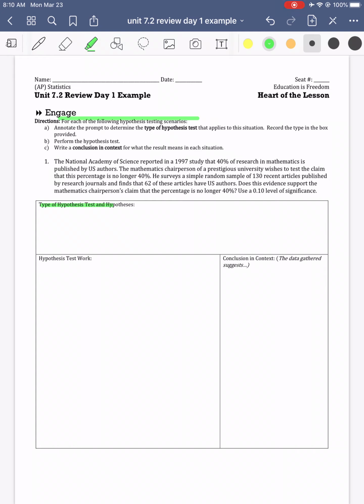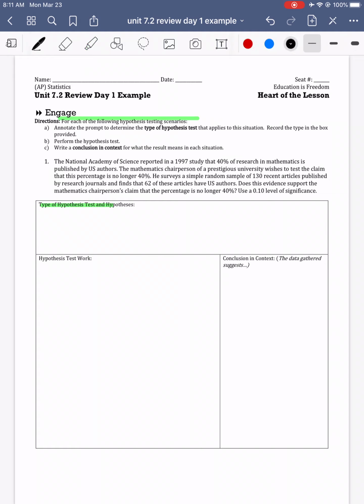Usually when we make our conclusion, we say that we fail to reject the null hypothesis or we reject the null hypothesis. But sometimes we forget to write, and I'm guilty of this as well, what does that mean in the context of the problem. If I'm failing to reject the null, what am I actually concluding? So we're going to try to get in the habit of that as well, so that when we get to our FRQs, we are solid on those conclusions.